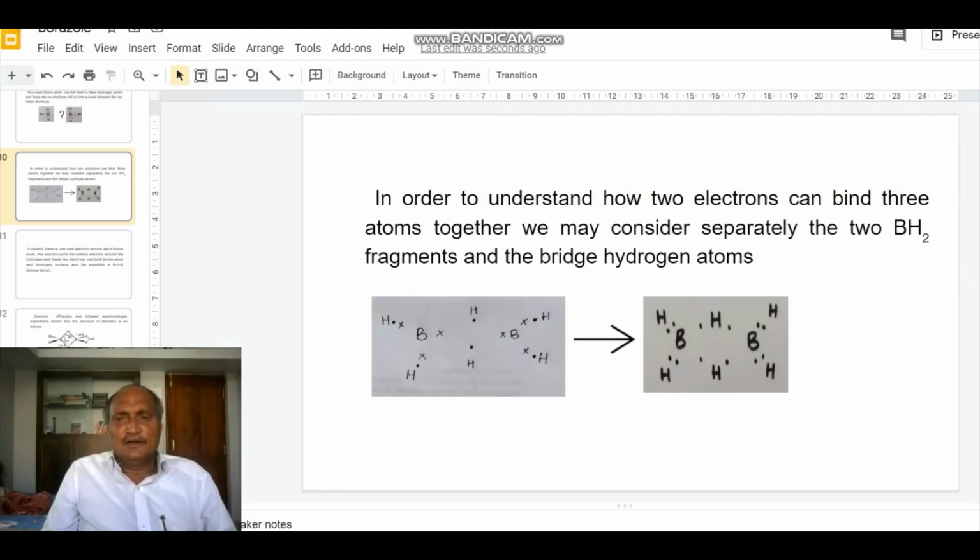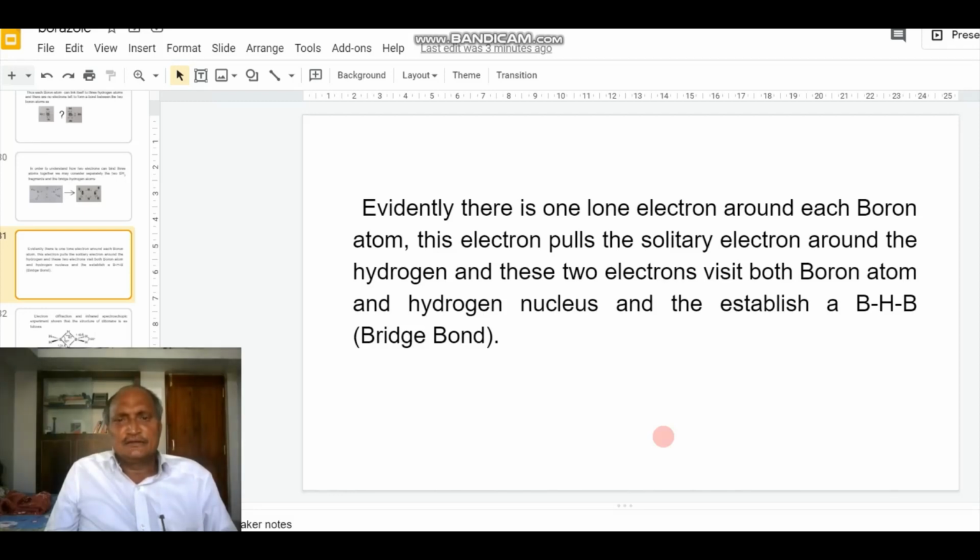In order to understand how 2 electrons can bind 3 atoms together, we may consider separately the 2 BH2 units or fragments and the bridging hydrogen atoms. That is, 2 different BH2 fragments and bridging hydrogen atoms. Evidently, there is one lone electron around each boron atom. This electron pulls the orbiting electron around the hydrogen, and these 2 electrons visit both the boron atoms and the hydrogen nucleus, and thereby establish a B-H-B bridge.